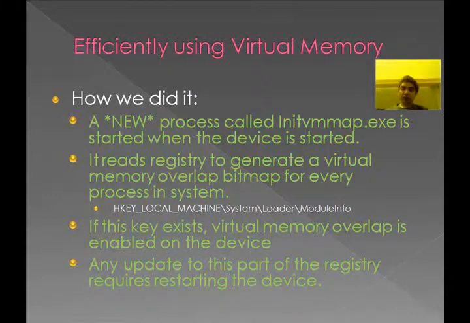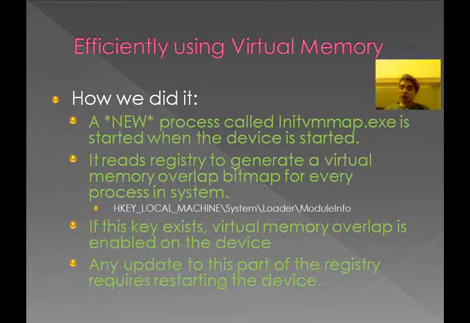This application reads the registry to look for every DLL which says that this DLL is going to load exclusively in process, whoever will load it. So if there is a DLL-related registry entry available, then this init vmmap application will look and understand that if that DLL is a module in any process, wherever this DLL space is available, that can be overwritten by the same in the process of anybody who wants to use that virtual memory.